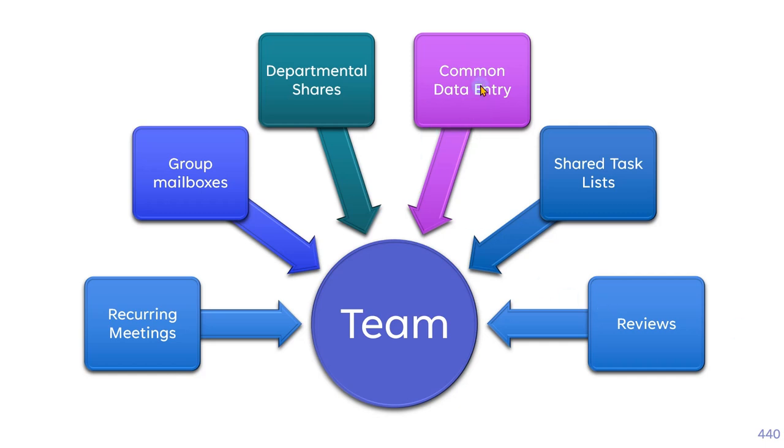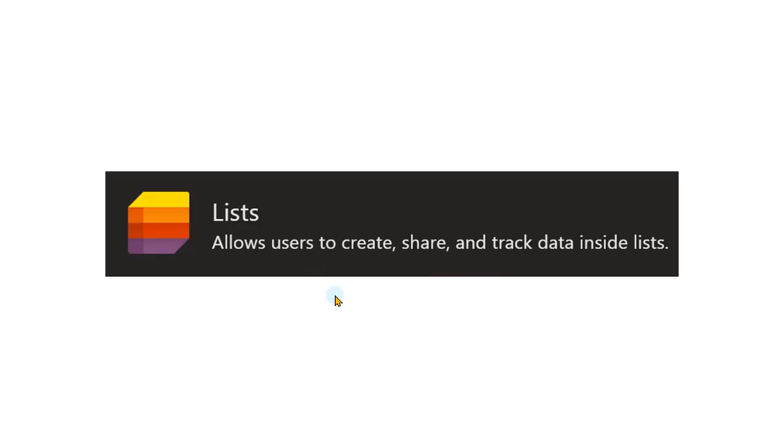So just to clarify about common data entry. What happens in common data entry? We create an Excel file, put some random column names, send it to 20 people. Hopefully they will reply to me. And then I will consolidate the data and then make some reports. Very, very common requirement. Stop doing that, please. There is a better way to do that. That's called lists. It's a part of every Office 365. Basically, it's a SharePoint list with some extra features.